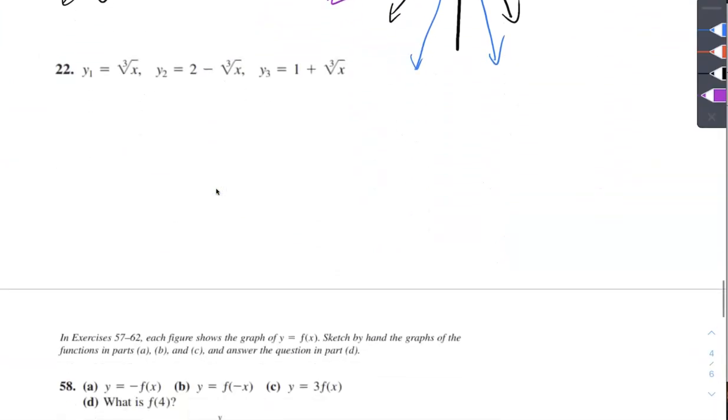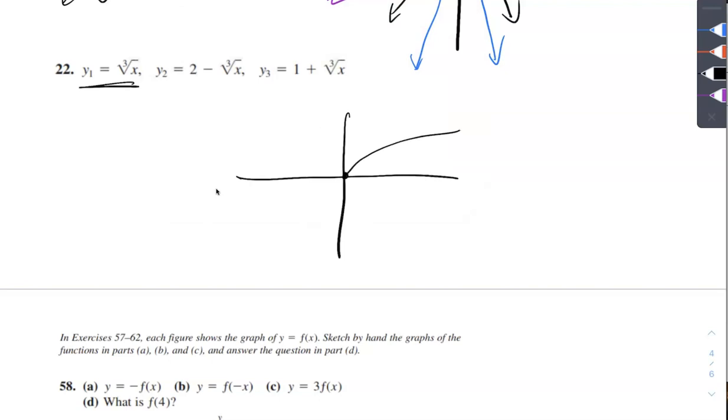Okay, the next one, same idea, we're going to do that one just a little faster. First one, cube root of x. Cube root of x looks like this. It's a basic one. Done.